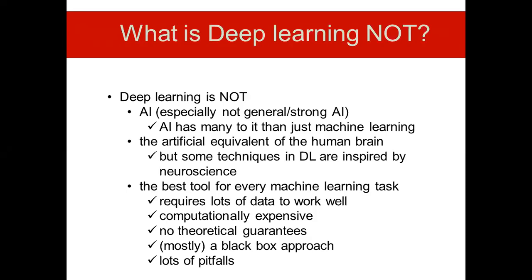The theory is far behind the applications. We have seen many successful applications, but we don't have a really good theory behind those results yet. And it's mostly a black box approach. It's very hard to interpret the model and those intermediate layers, so it's very hard to explain why deep learning models work. There are a lot of pitfalls in deep learning, so when we apply deep learning, we need to be careful.